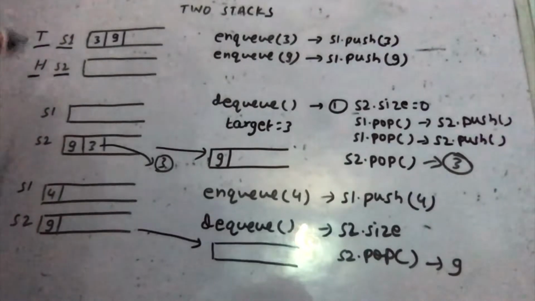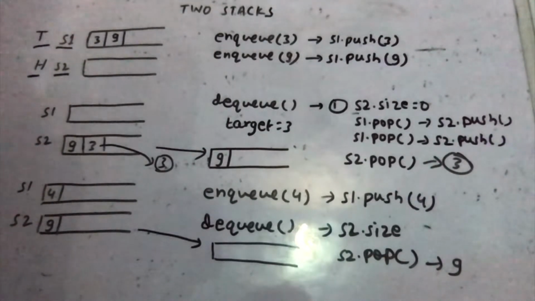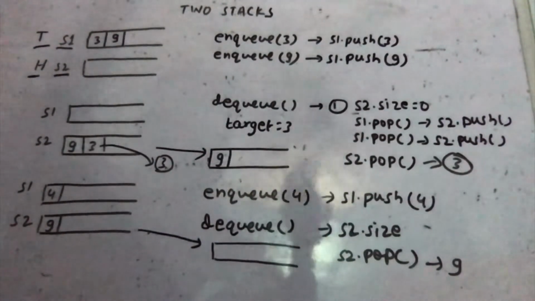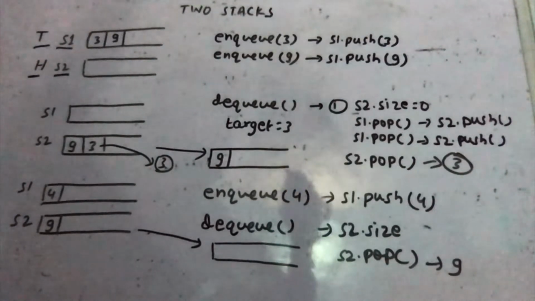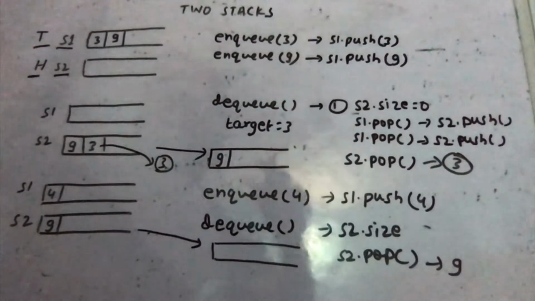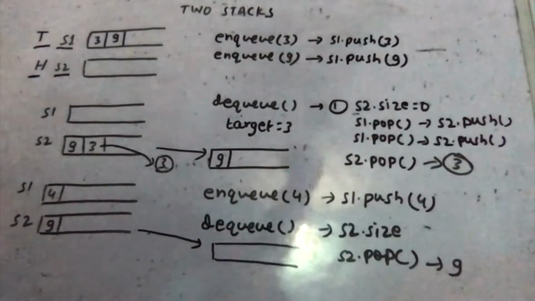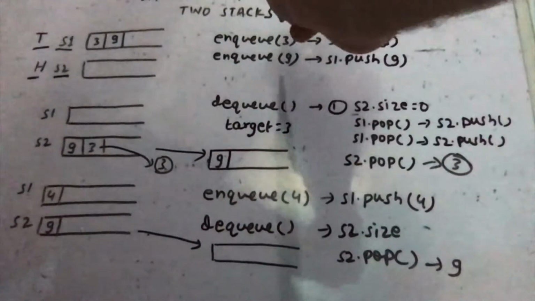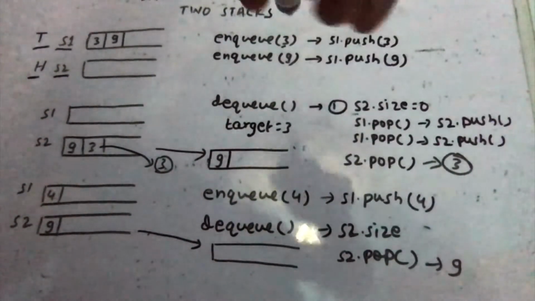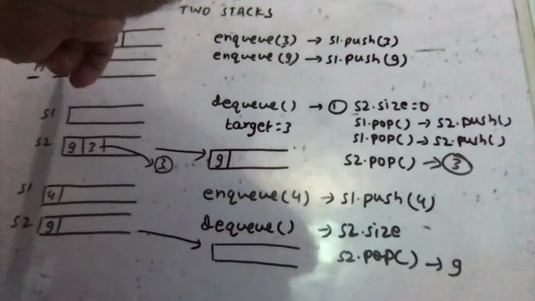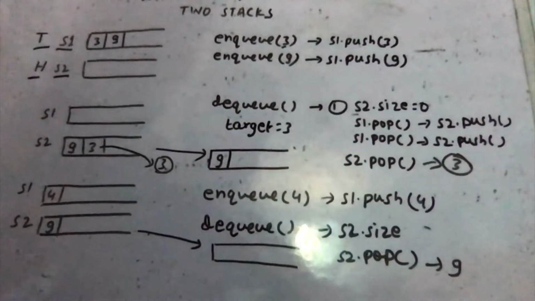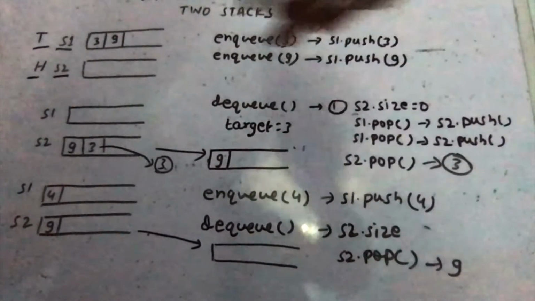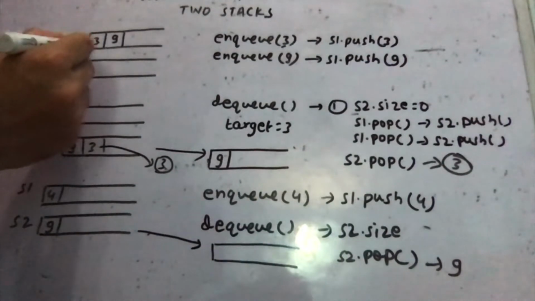So as we discussed previously, whenever we want to remove one element from a queue, it always comes from the head, and when we want to insert a new element into the queue, we have to insert from the tail side. So let's say I want to insert 3 into the queue. As S1 is working as the tail of the queue, I will do a push operation on this stack S1. So 3 gets pushed here.